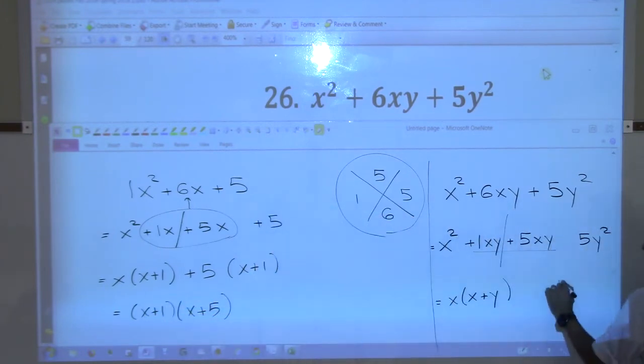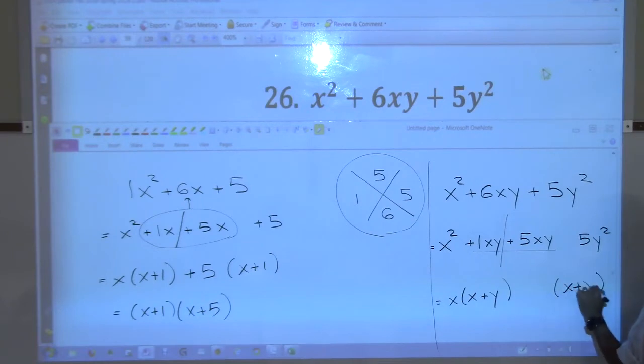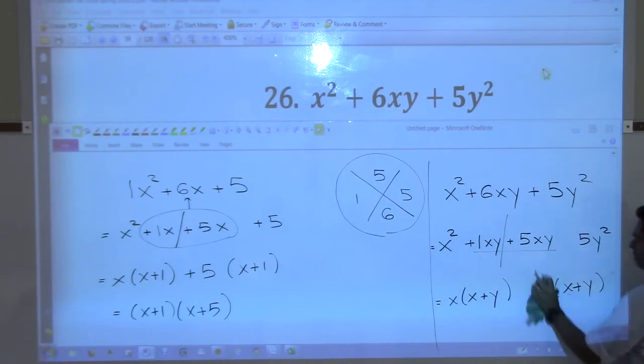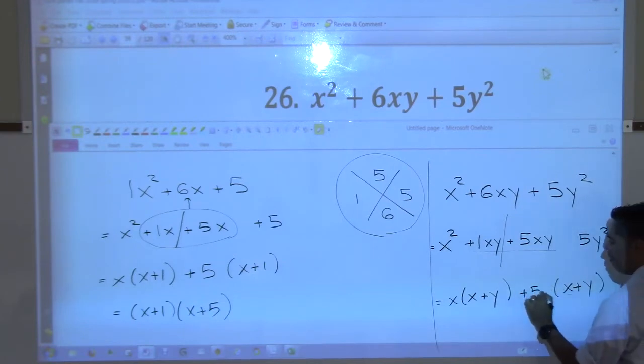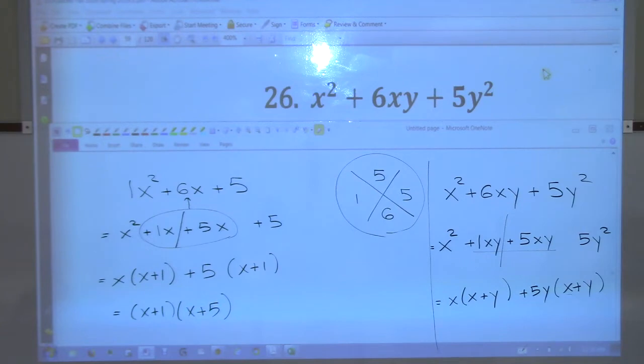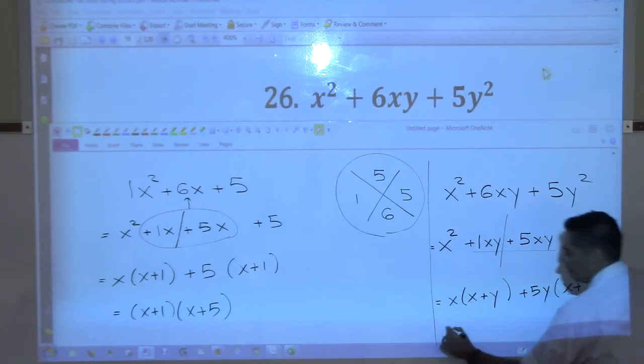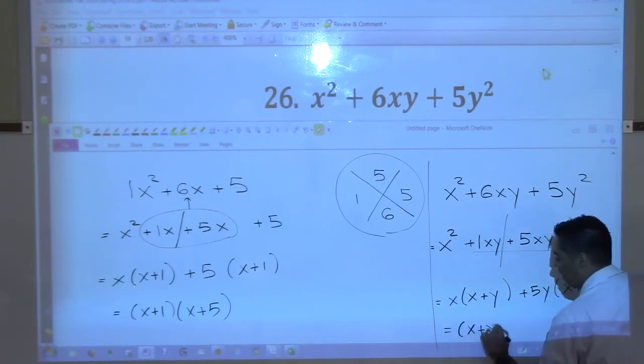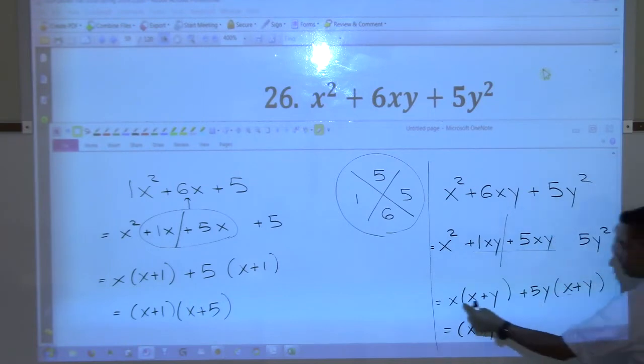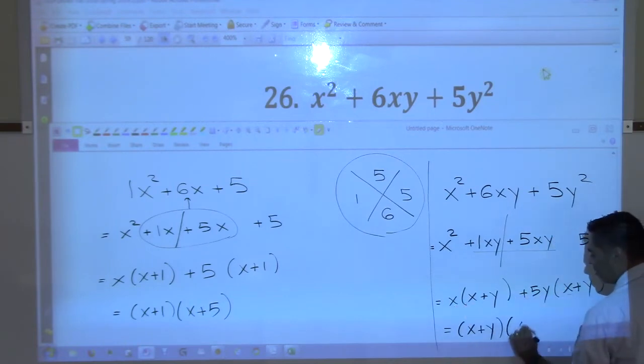Now, we need to do the same thing here, right? We need exactly the same, x plus y. We need it here. So the question is, what do we put out here so that when you distribute through, you get this? So what's missing? We need x to become 5xy. We need y to become 5y squared. 5y, right? So we need a positive 5y. And now you write down what matches. The x plus y is what matches.